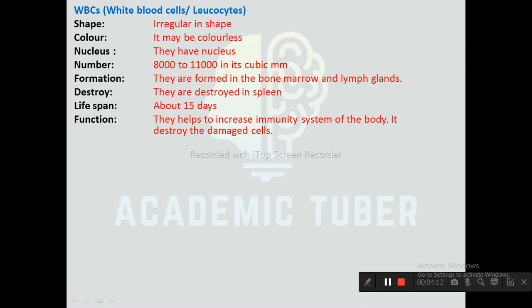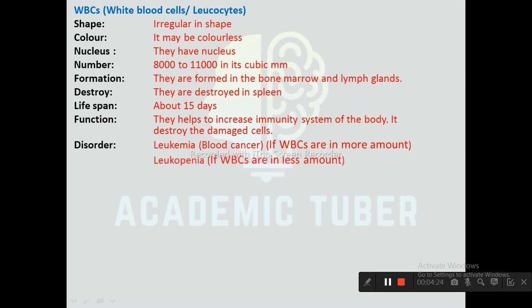It destroys the damaged cells. If WBC are in more amount, we will suffer from a disease known as leukemia, which is also called blood cancer. And if WBC are in less amount, we will suffer from leukopenia. Types of WBC. So on the basis of presence of granules, WBC are categorized into 2 types.